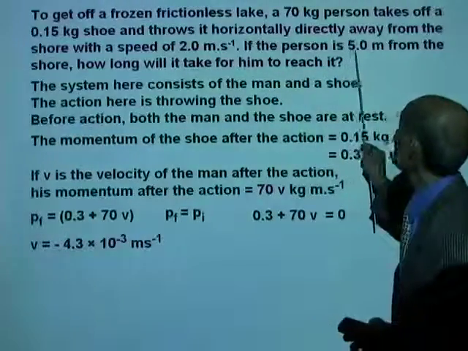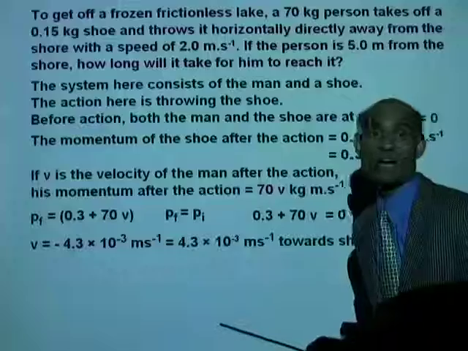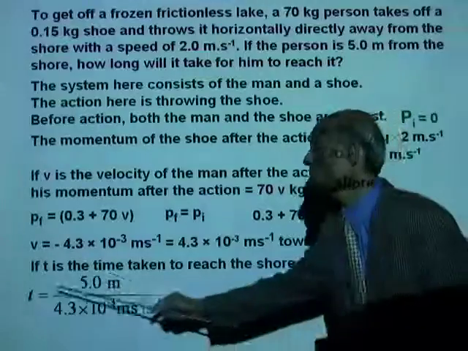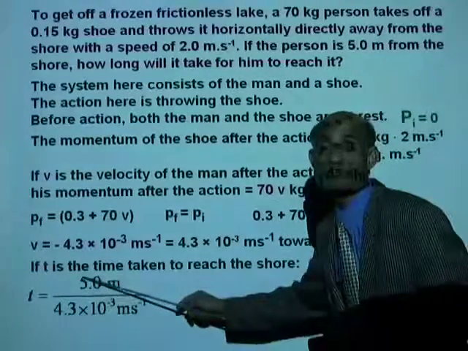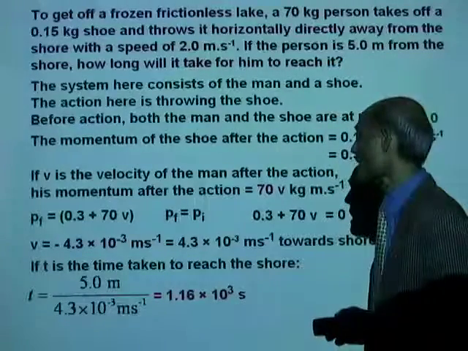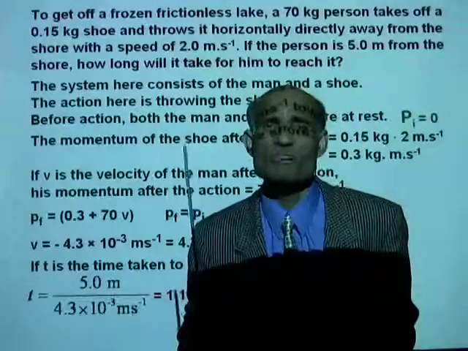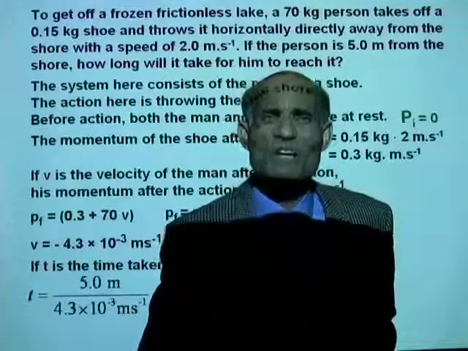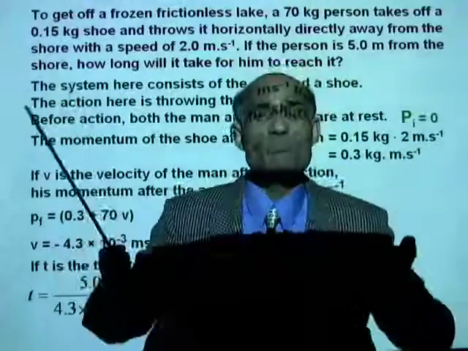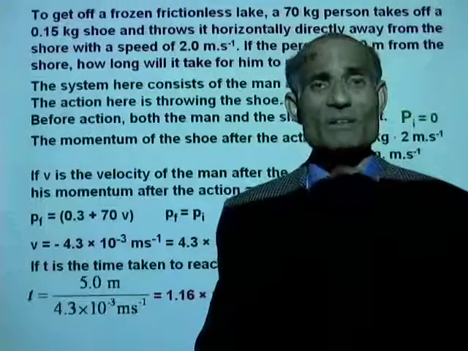Alright, if he has to travel a distance of 5 meters with this pathetic velocity, how long will it take? Well, if t is the time taken, that t will be the distance he needs to travel divided by his speed of motion, and that is 1.16 times 10 to the 3 seconds. An awful lot of time, he is going to get frozen to death. I wish he could throw that shoe a little faster, or maybe next time you go to such places, buy great big heavy shoes so that you can throw at a tremendously big speed.